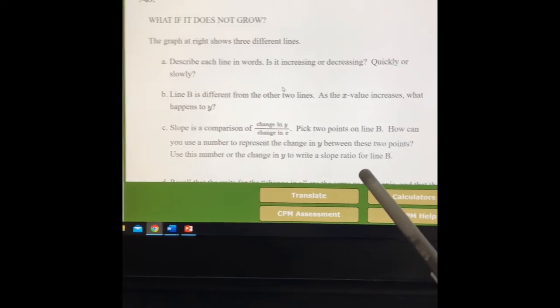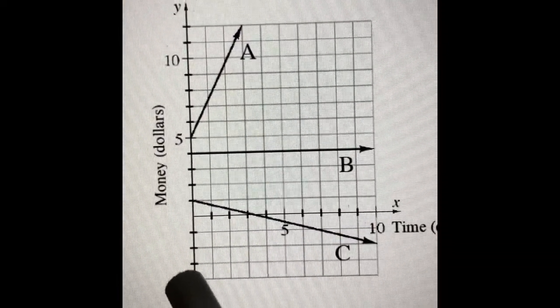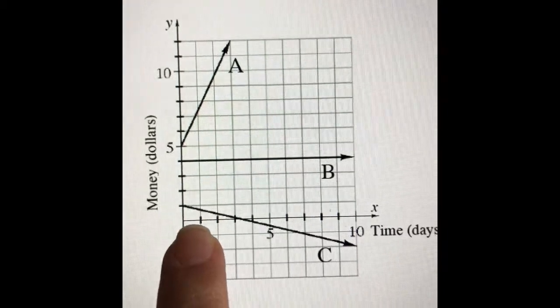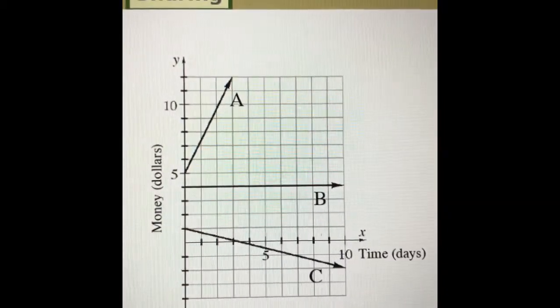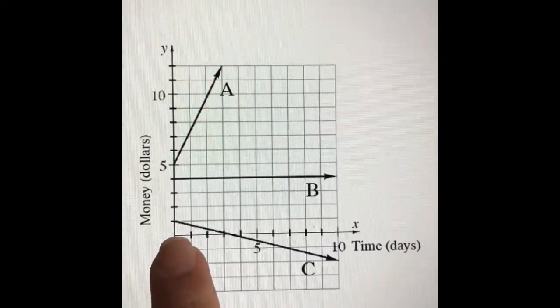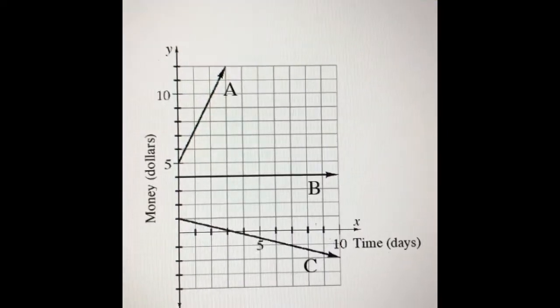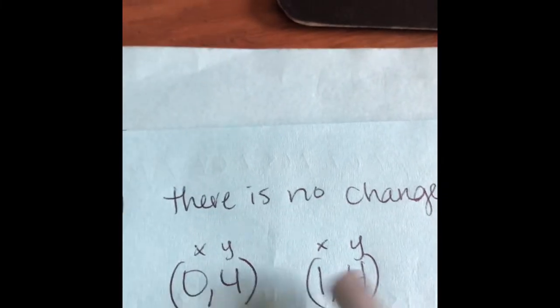So what I did is I picked the points. It said pick 2 points on line B, so I picked points (0, 4). Here's where 0 is, and then I went up 4. So I put (0, 4) as one of my points, and then I put (1, 4) as my other point. So over 1, up 4. And when I wrote these down, here's what they looked like: (0, 4) and (1, 4).